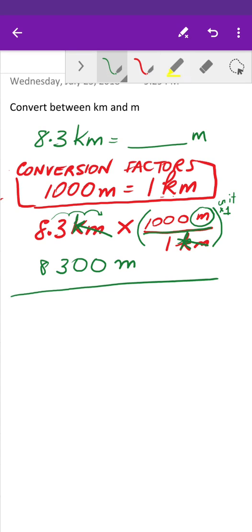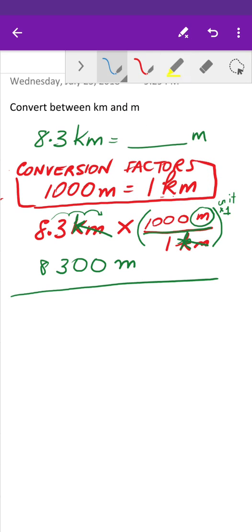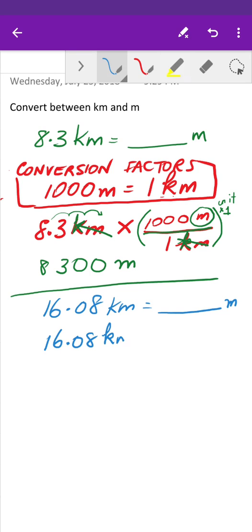And that is how I like converting between kilometres and metres. Let me do another one. Let's take 16.08 kilometres, and we want that in metres. What I don't like seeing, and it works, is simple multiplication by 1,000. I do like seeing the fact that we're going to use our conversion factor.